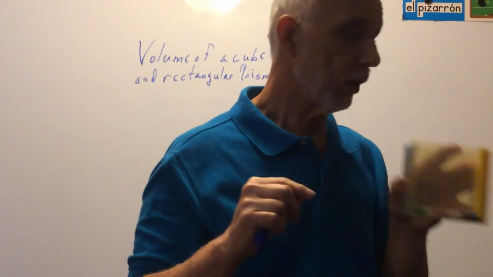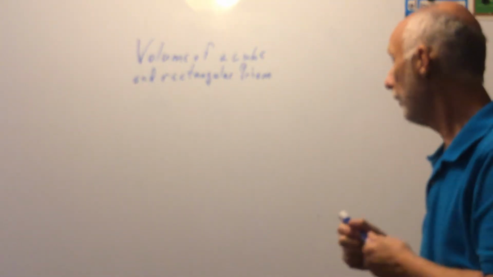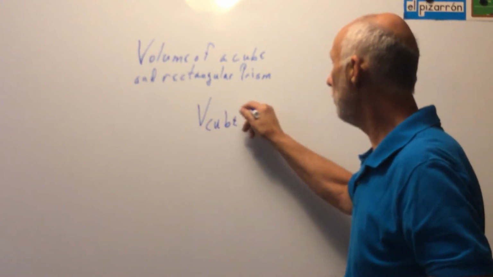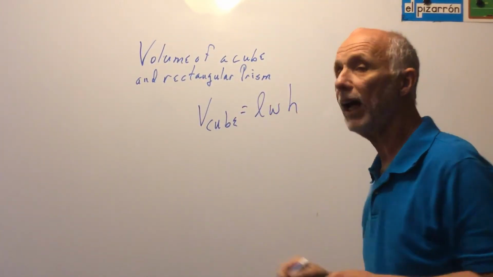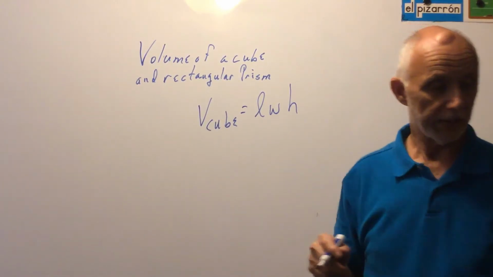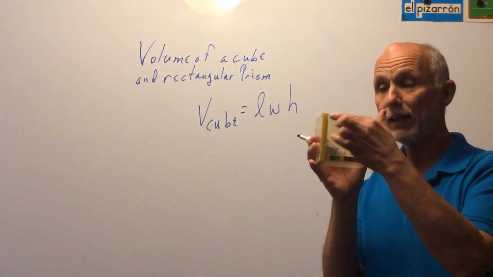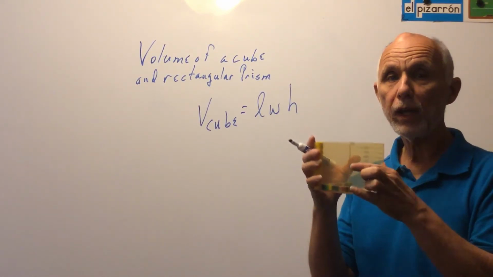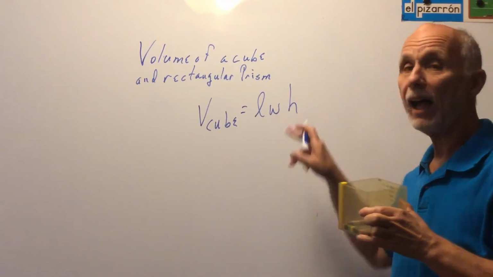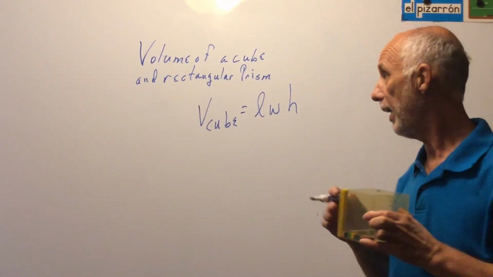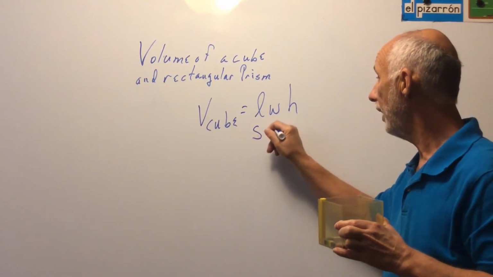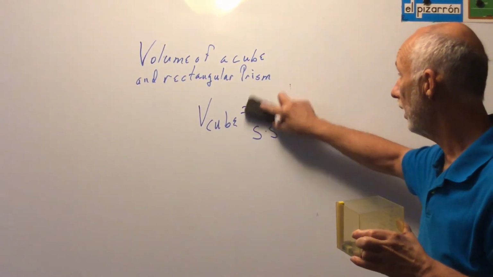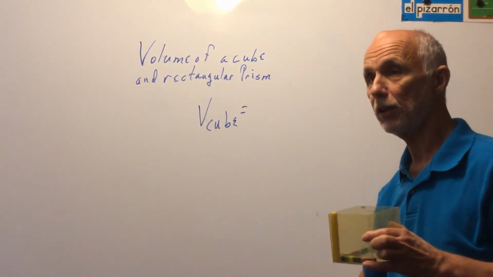So again, to find the volume of a cube, I could multiply the length times the width times the height. However, since it's a cube and it's made up of squares, that's what makes it a cube, each of the faces is a square, then the length, width, and height are all the same size. So it would be side times side times side. And what do we call it when we have something side times side times side? We call it side to the 3rd power.